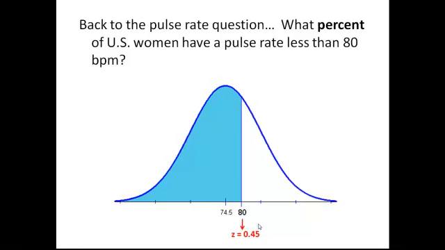Alright, what percent of U.S. women have this pulse rate less than 80? Well, we just discovered that 80 is 0.45 standard deviations above. So just underneath this axis where beats per minute is primarily here, I'm just reminding ourselves that that was a standard score of 0.45. Now, if we look at our Z table, you can pull yours out and look along with me.